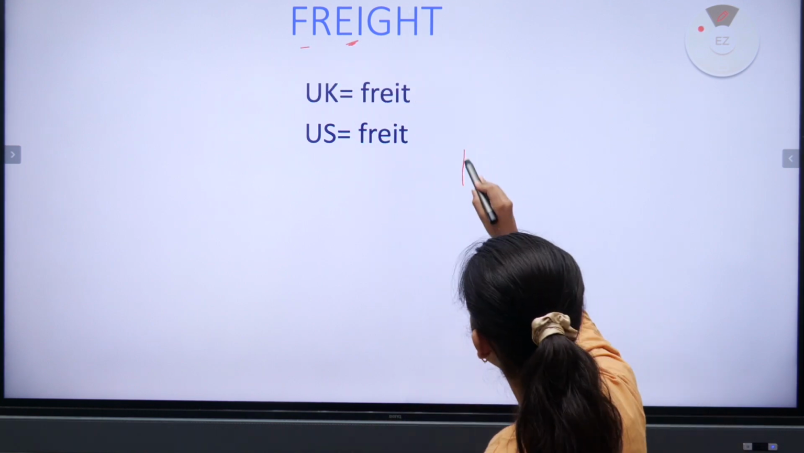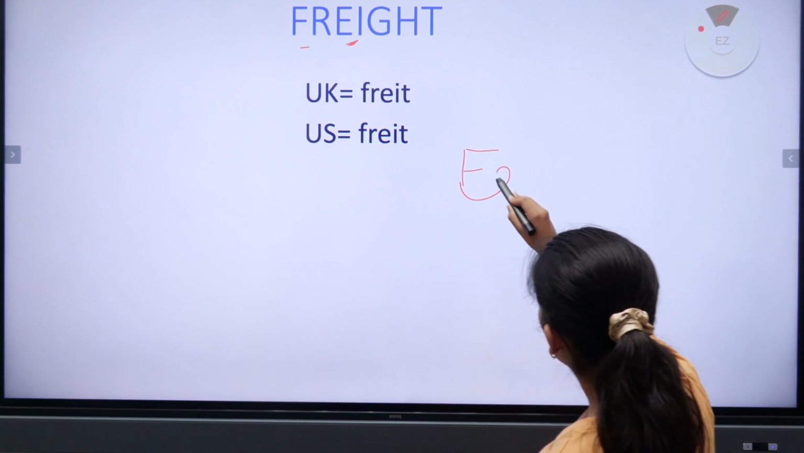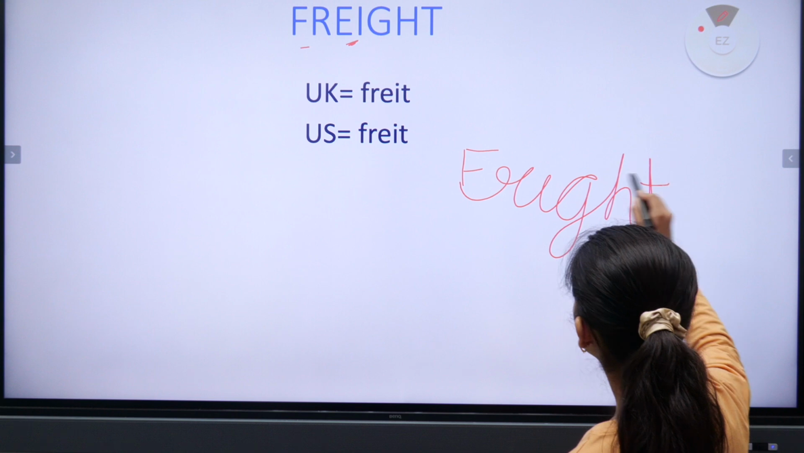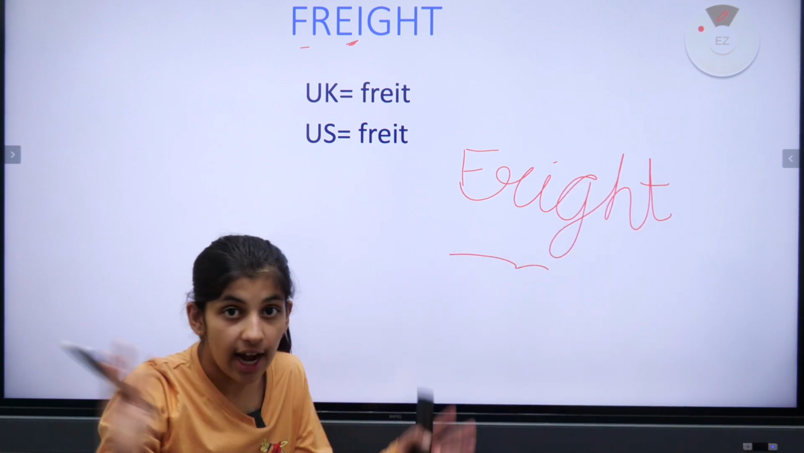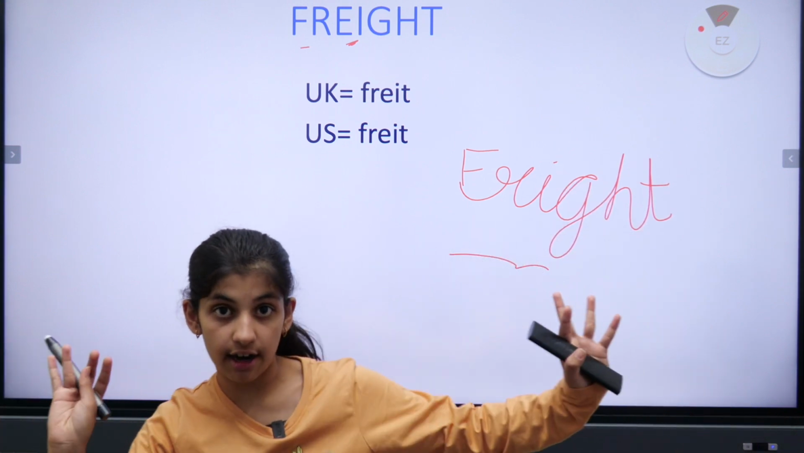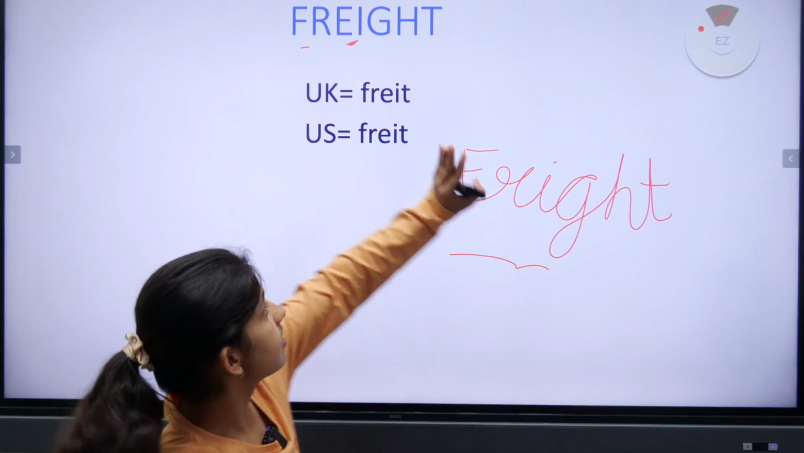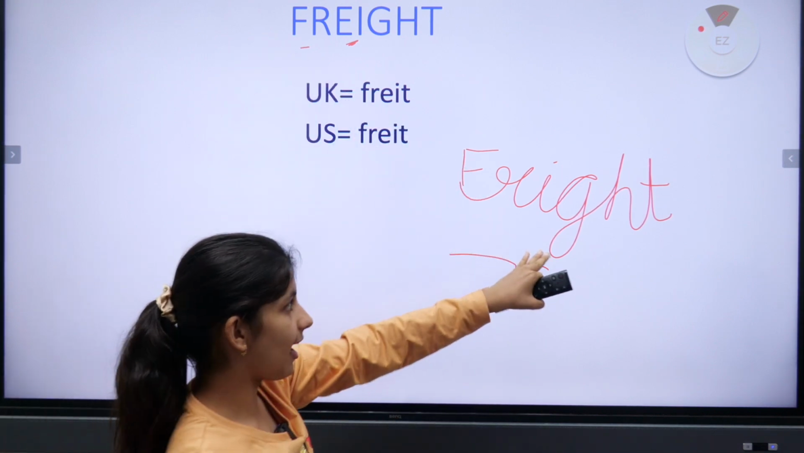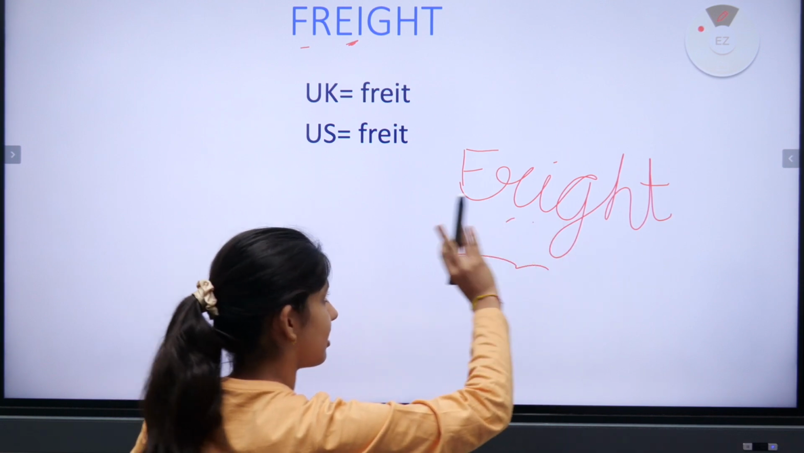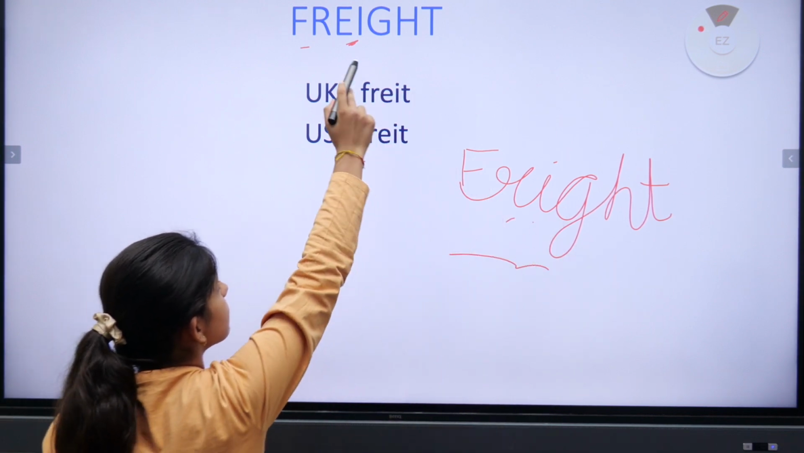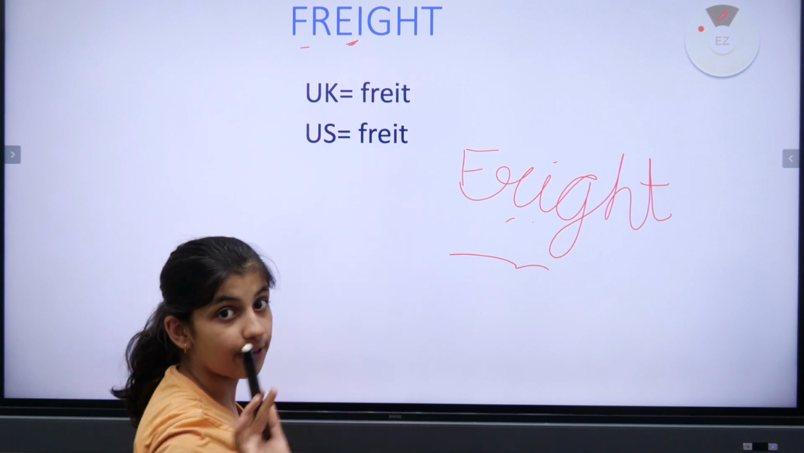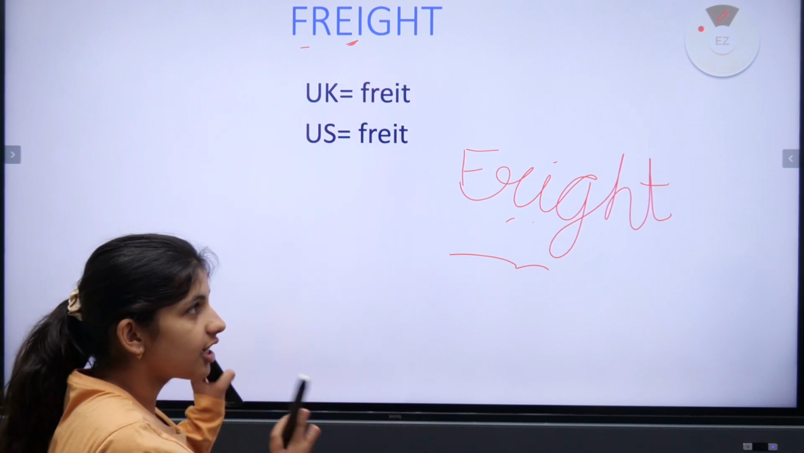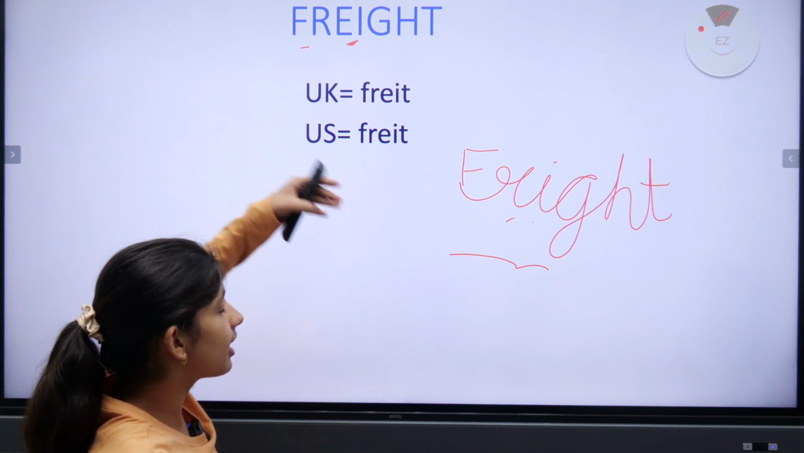You might have generally heard of this word, haven't you? Fright. It means to become scared. But this is not fright, it is freight. This is fright, I-G-H-T. But this E-I-G-H-T is not fright. It is freight.